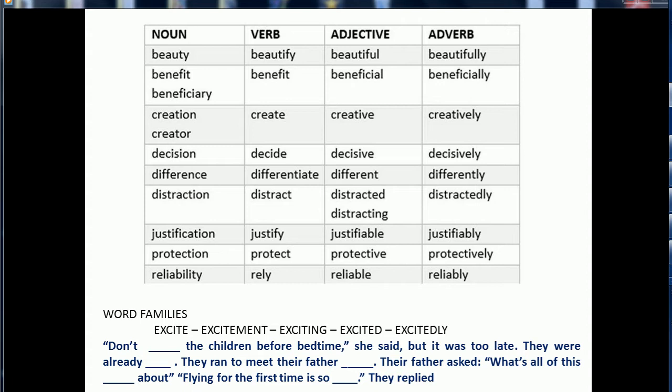Now let's read the paragraph. Don't blank the children before bedtime, she said, but it was too late. They were already blank. They ran to meet their father, blank. Their father asked, "What's all of this blank about?" Flying for the first time is so blank, they replied. Okay, would you like to help me fill in the blanks?